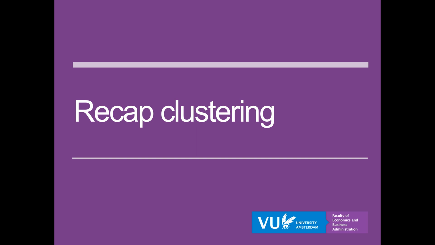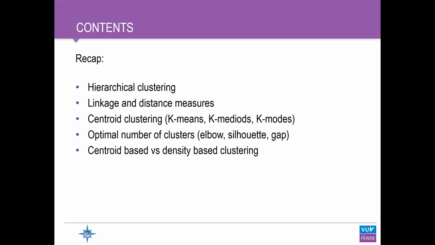In this video I will tell a little bit more about all the clustering methods that you've seen in the course so far. To be clear, I'm going to talk about hierarchical clustering, the linkage and distance measures that you've seen, and centroid clustering, where you do have to define how many clusters you think you will find, which can be used by k-means, k-medoids and k-modes. Then I'm going to tell you a little bit more about how to find the optimal number of clusters in centroid clustering. And finally, I'm going to say a little bit more about the differences between the centroid and density-based clustering.